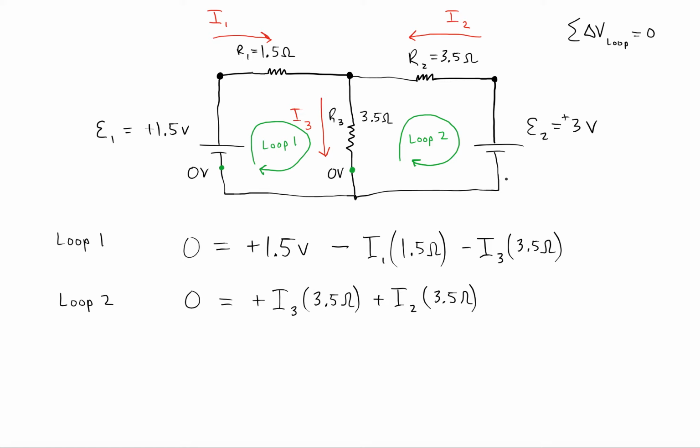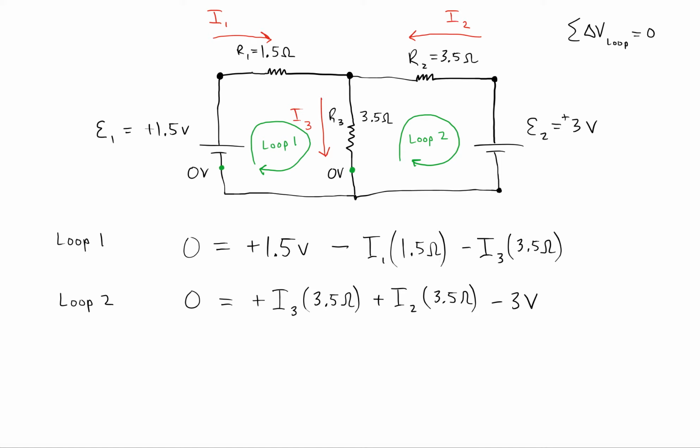Now we'll be going through this battery, but we're going through it not the conventional way. We're going through from positive terminal to negative terminal. So would that be an addition of voltage or actually a subtraction? It's a subtraction, right? Minus 3 volts. Those are our two Kirchhoff's loop law equations.